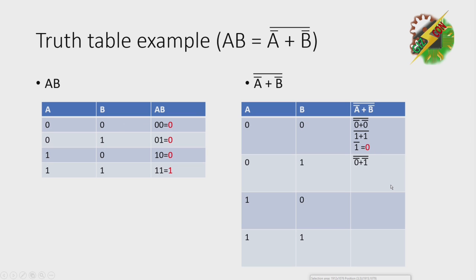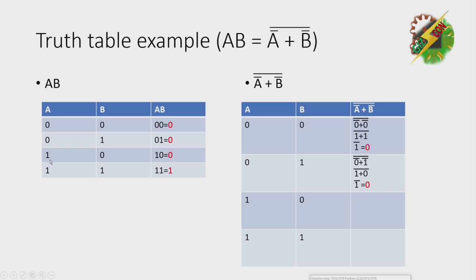Let's check the second row. You have this one. We need to apply the bar that gives us the inverted result of 1 plus 0. We have an OR gate here. One input is true, so the output will be 1. And we need to invert that result. It means that the second row is the same.